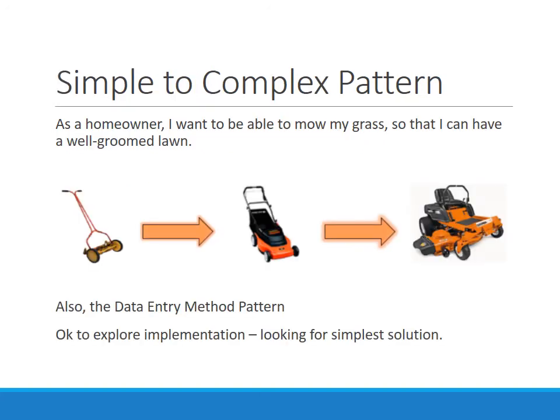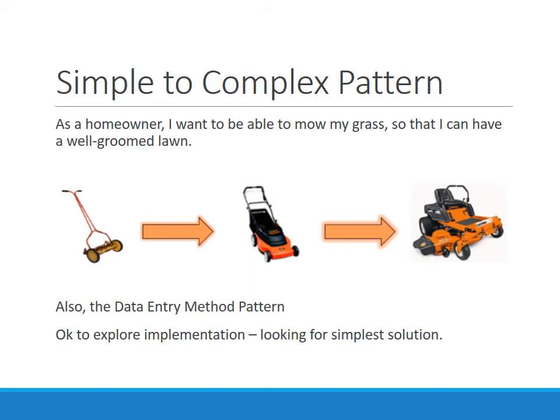The simple to complex pattern is really about minimum viable product. Now this is not a good software development example, but hopefully it gets the point across. Now as a homeowner, I want to be able to mow my grass so that I can have a well-groomed lawn. And so we're looking for the simplest solution. What's a minimum viable product? And we have obviously the manual push, and then we have the motorized push, and then we have the big riding mower, and we have very complex solution to a very simple solution. And so what we're looking for is ways to do this as simply as possible.